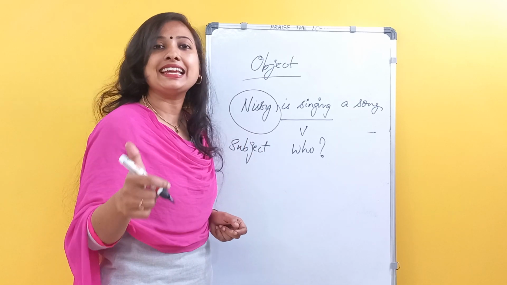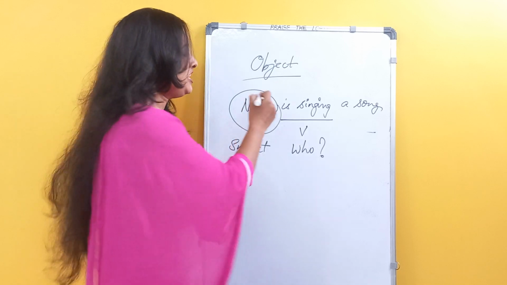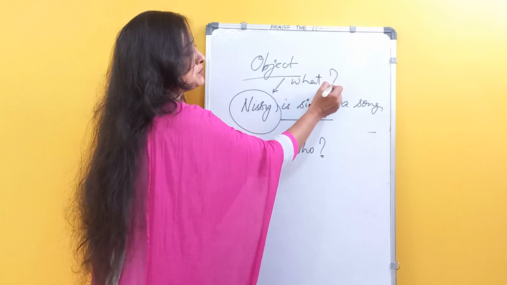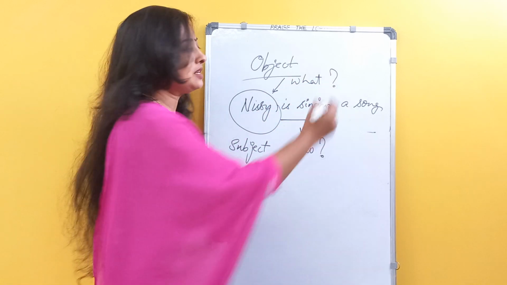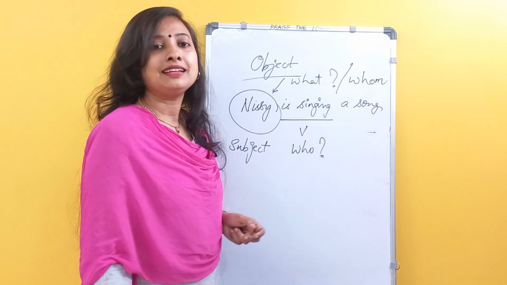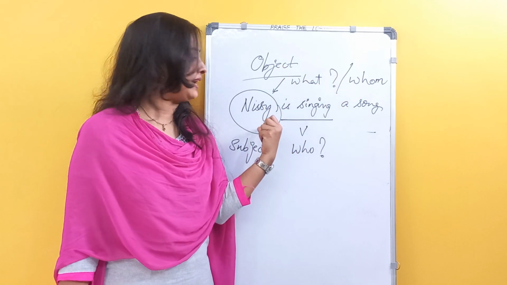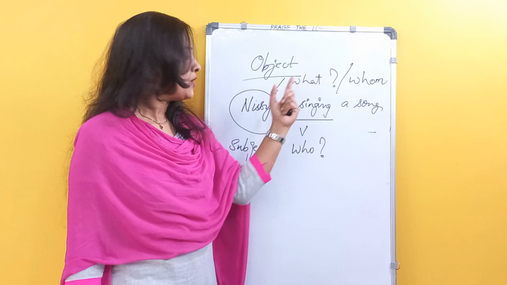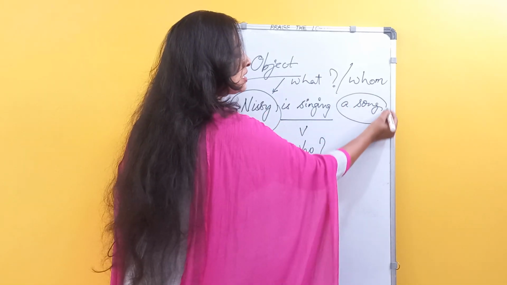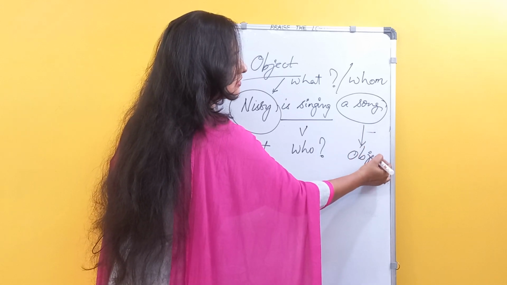What is Nisi singing? So in order to find out the object, you need to ask a question: what or whom, to the subject, depending upon what it is. You need to ask the question what or whom to the subject in order to find the object. What is Nisi singing? A song. So this will become the object.